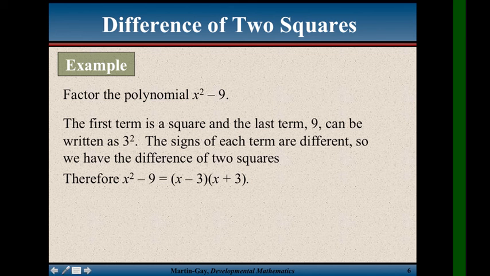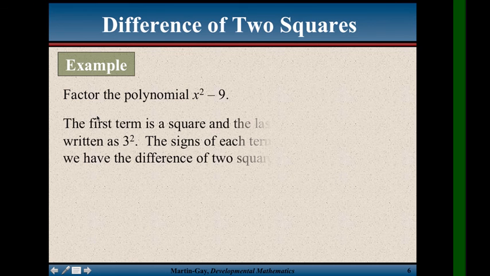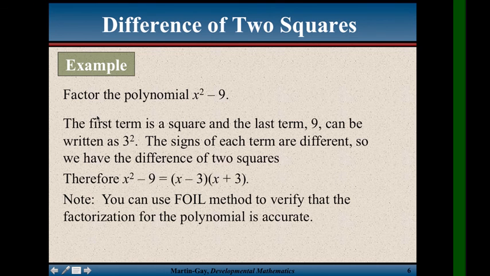Again, this one is the same as what I've discussed a while ago. They are just the same. So this will be the equation that we can follow to come up with our final answer. You can use the same method to verify that the factorization of the polynomial is accurate.